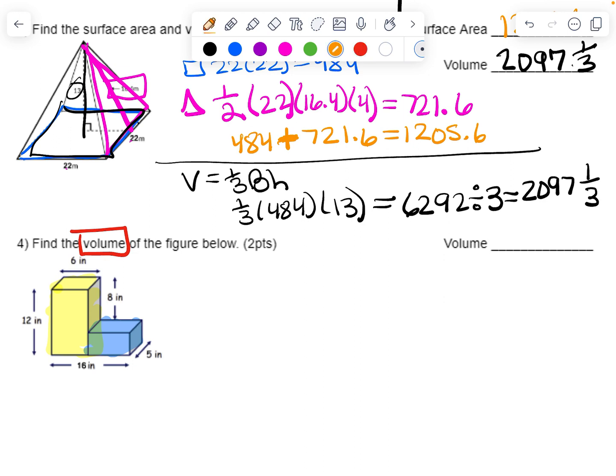This distance here is going to be 16 minus 6. This distance from here to here is 16 minus 6, so that'd be 10. And then this distance right here is going to be 12 minus 8, so this one's 4. And then I'm going to add these together.